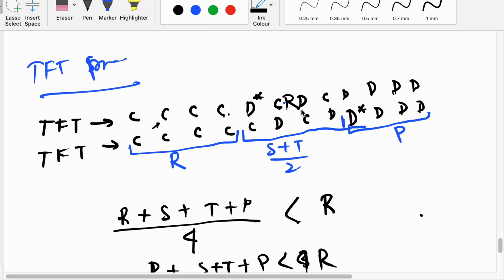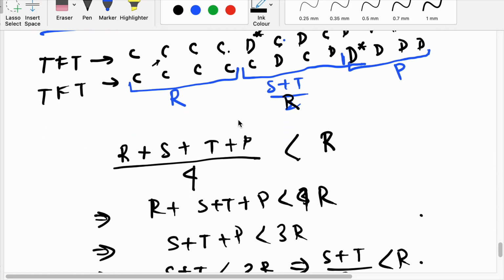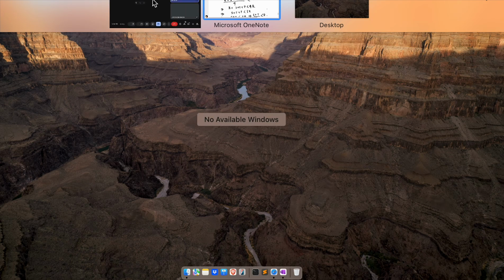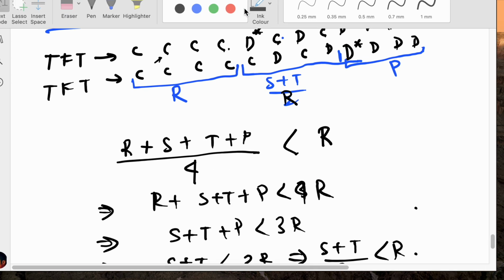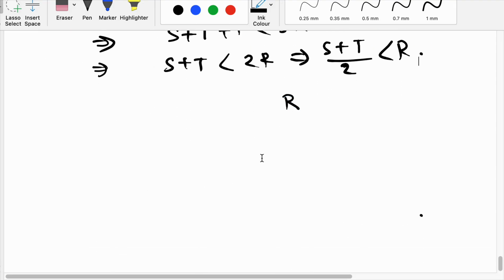Now this is the problem, that TFT cannot erase the error if some error comes in their playing strategy. So this is the one problem with TFT. Is it fine? Yes. Okay. So this is the problem. We will deal with this problem a little later.